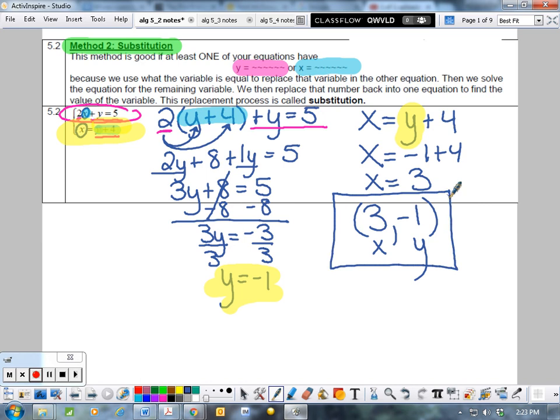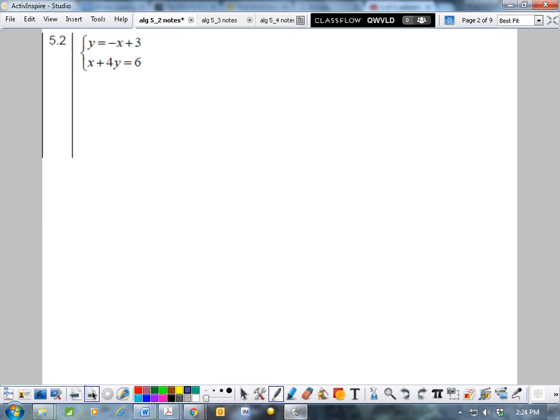And so this is probably the most complicated method, but it is the most useful method. We use it all the time in geometry, algebra 2, pre-calc, calculus. The substitution method is probably the most used method because it's just set up so easily in most situations that we come into. So let's look at another problem.